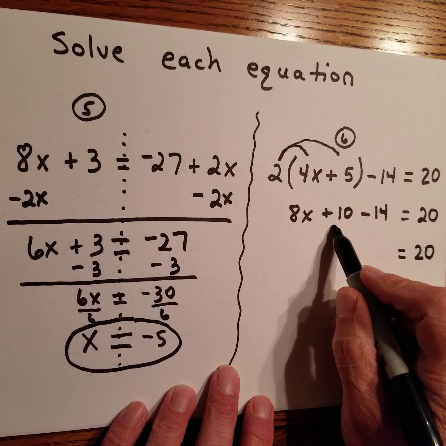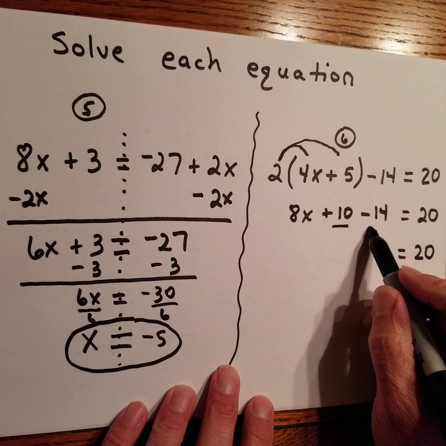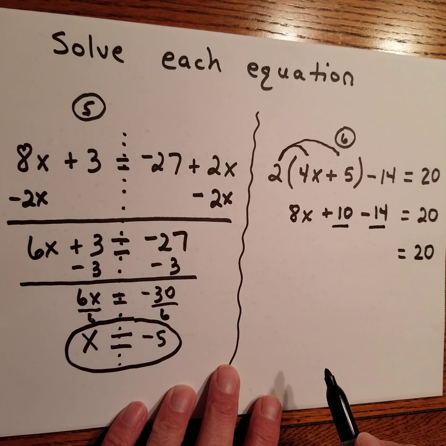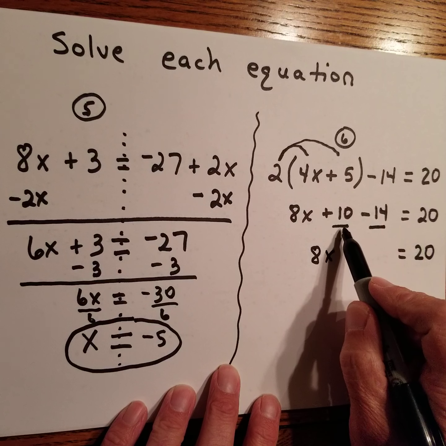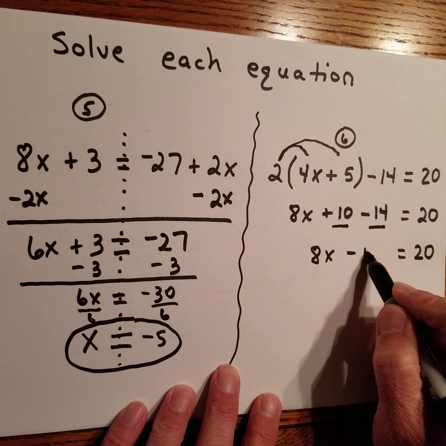Now combine like terms. This does not have an x. This does not have an x. We can put those together. Copy the 8x and combine positive 10 and negative 14.